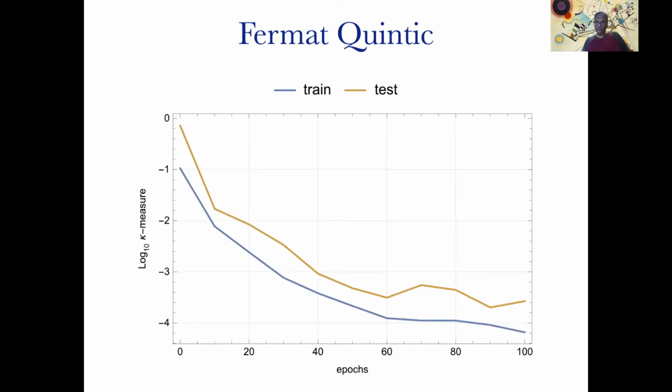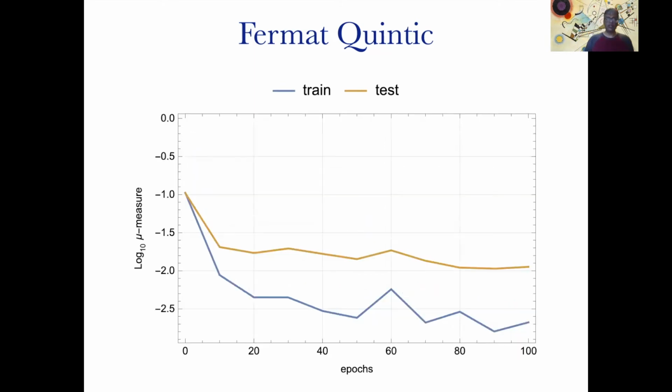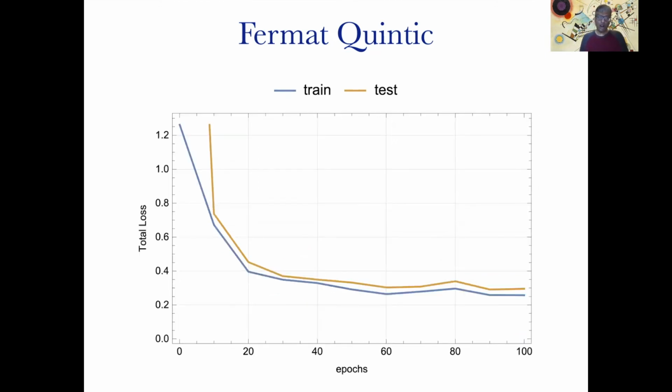The kappa measure, which again measures how close you are to having a closed Kähler form on training and test data, certainly shows a downward trend. So the approximation is getting better and better with the number of epochs. The mu measure, which looks at the overlaps, also decreases. All right, so combining all of these features into the loss function, this is the behavior on training and test data, and we see the test curve mirrors the training curve.